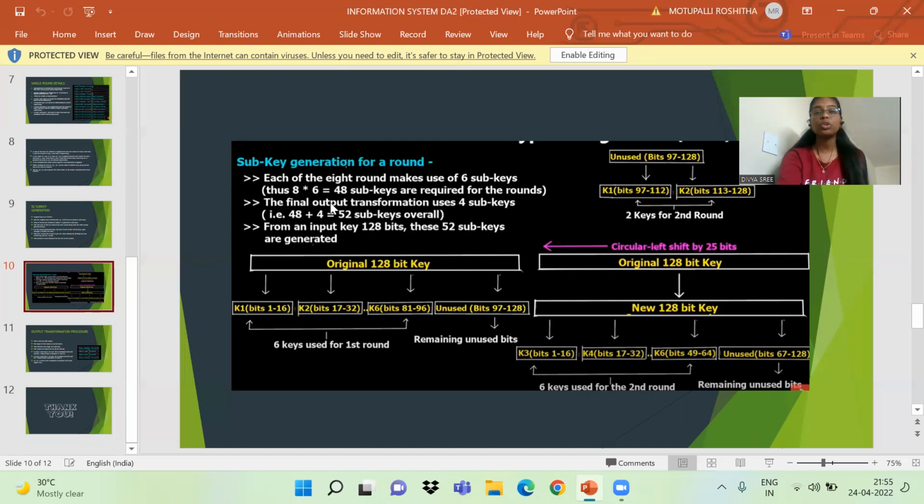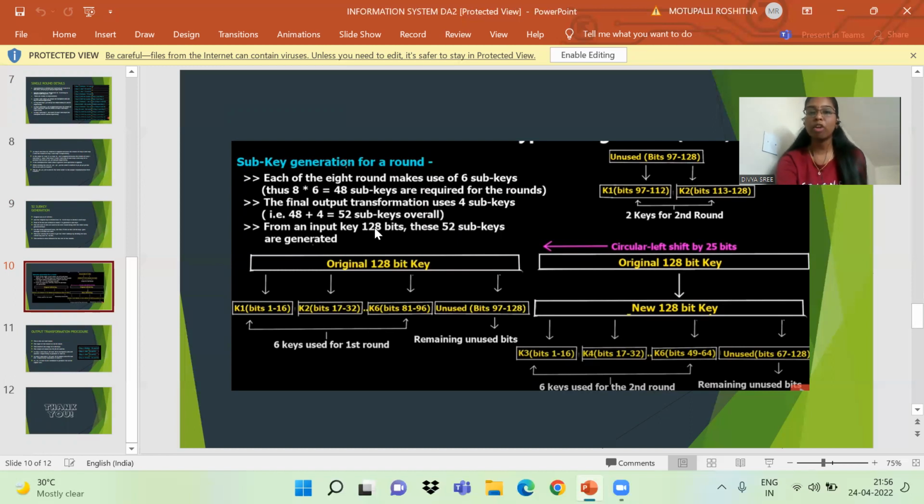The final output transformation uses 4 subkeys. So since the final round, after round 8, will also use 4 subkeys, that is 48 plus 4 equals 52 subkeys overall. So finally we will have 4 more subkeys. That is why the count is equal. It will have 52 subkeys overall.